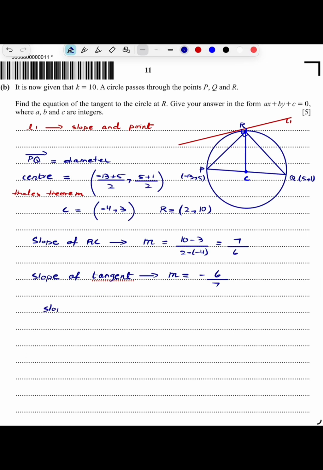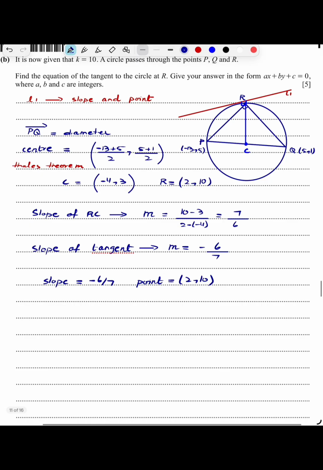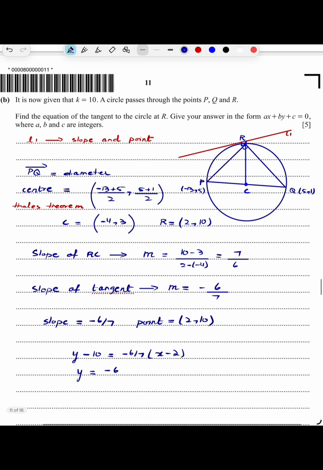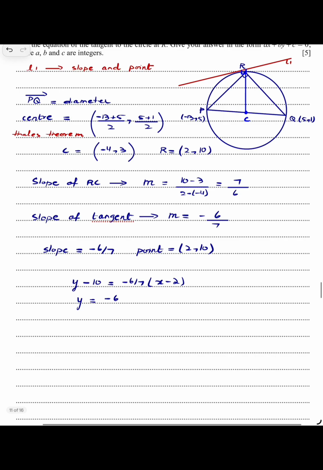Okay, so the slope of the tangent line is -6/7, and we have a point on the line which is R, right? And R is (2, 10). So y - 10 equals -6/7 times (x - 2), right? So this will become y equals -6... actually, what form has he asked for? Okay, let's remove the fraction by cross multiplying.